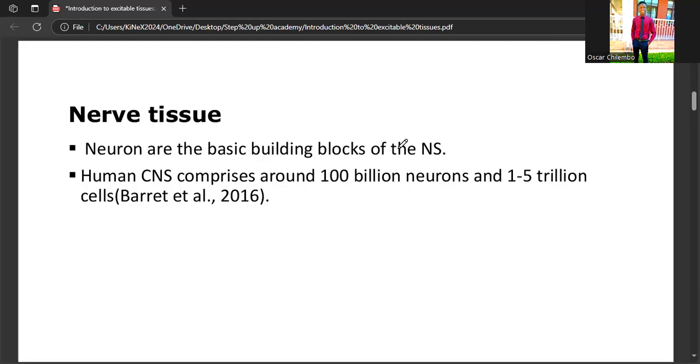Basically, neurons are the basic building blocks of the nervous system. The human central nervous system comprises about 100 billion neurons and 1.5 trillion cells. So neurons are the ones which make the nervous system, which means they are interconnected to form the nervous system. The nerve tissues are the ones which combine to form this nervous system.